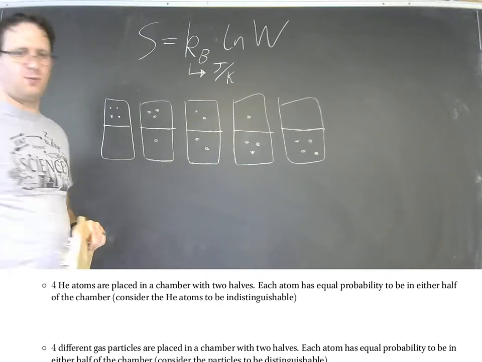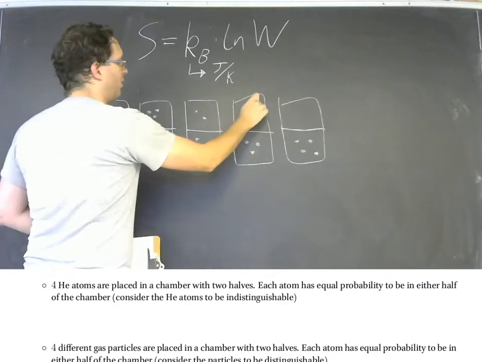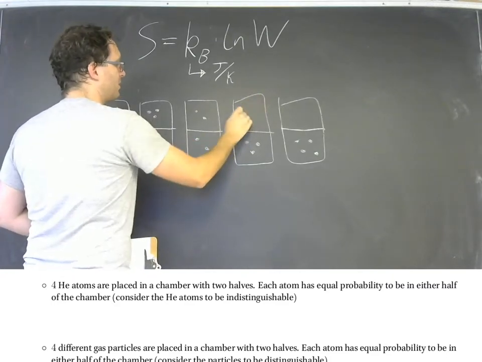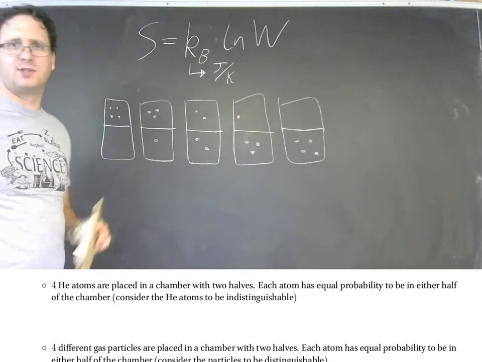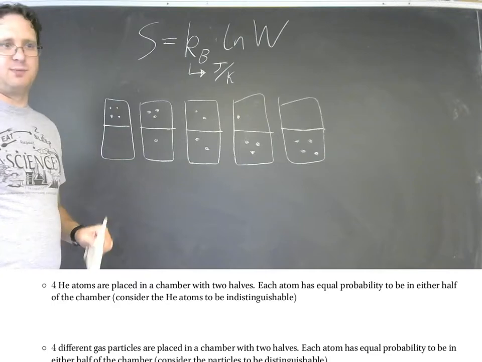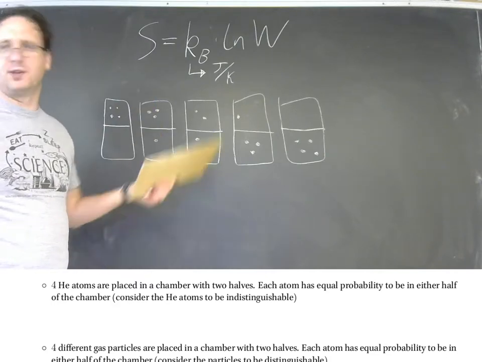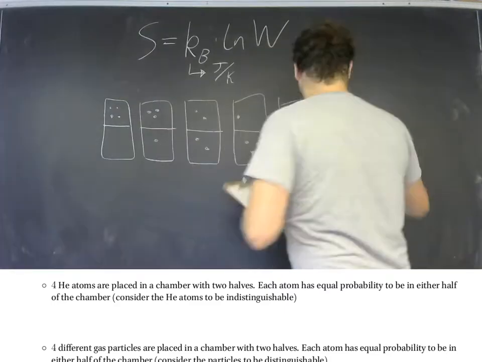Like, why does the chamber only get cut in half? Like, what if I had the particle up in the corner versus by the left side? And we're simplifying and saying that doesn't matter. We're just going to consider the different states as being when the particles are in the top half versus the bottom half. Anyway, this gives us a W equal 5.